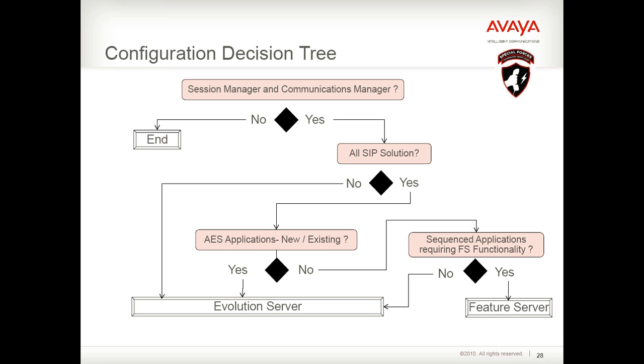Yes or no? If you do, then you're probably best suited to move into the evolution server. If it's no, we're going to ask one more quantifying question: sequencing of applications. Do you require it or not? If it's yes, we're going to move into the feature server. If it's no, you're going into the evolution server bracket. And like I said, when you decide to make the change between evolution or feature, or you want to go from feature back to evolution, it's just a simple programming change on the signaling group within your trunking signaling group.